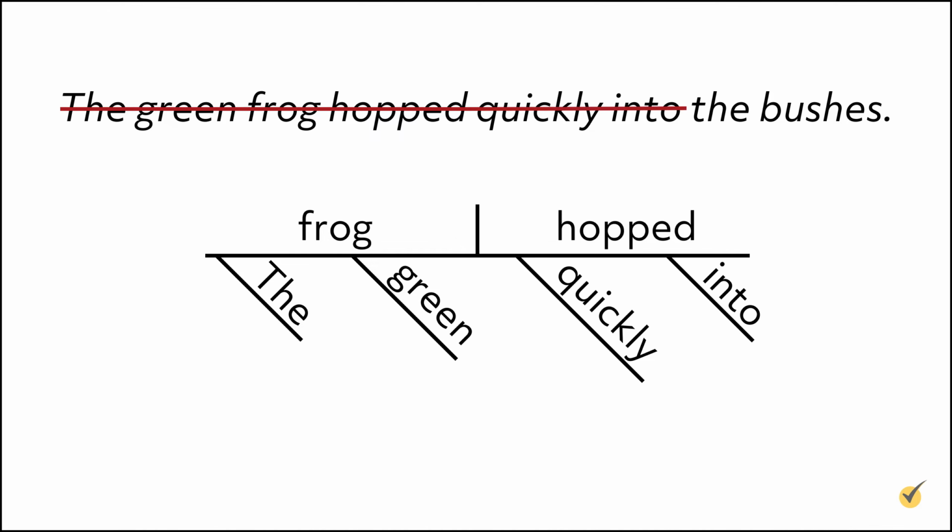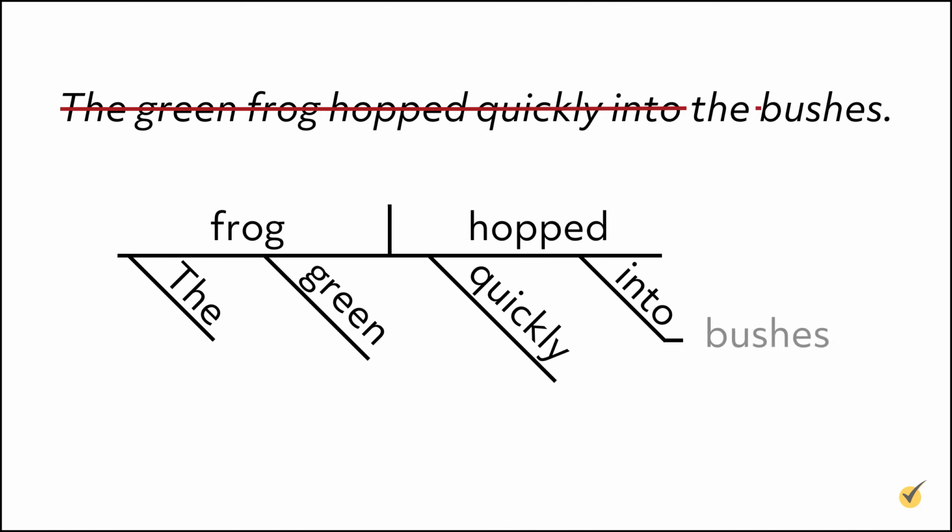The object of the preposition, or the word that answers into what, goes on a connecting horizontal line. The article the modifies bushes, so it goes on a diagonal line here. This sentence diagram is now complete.